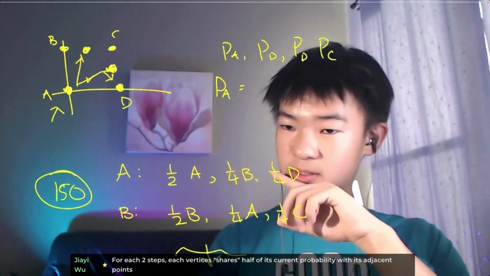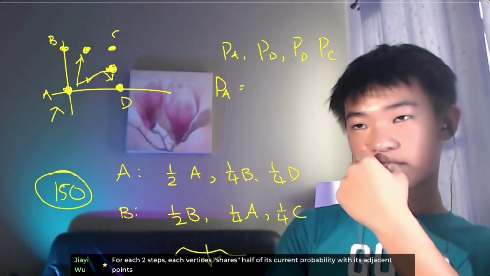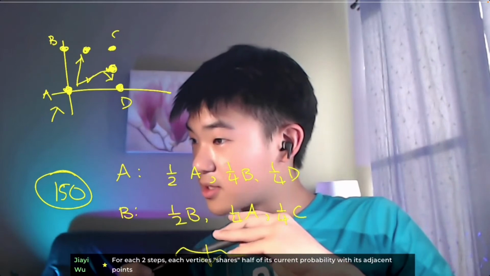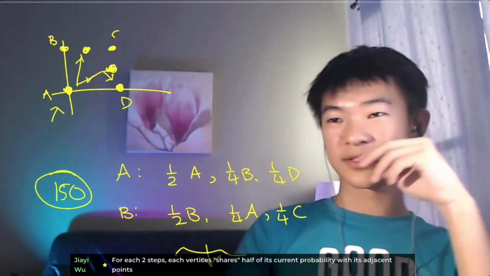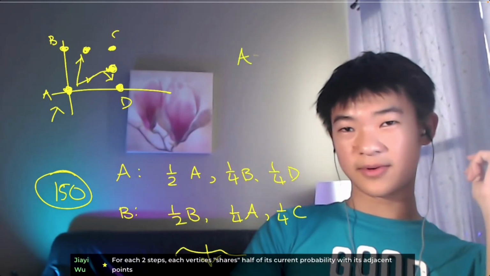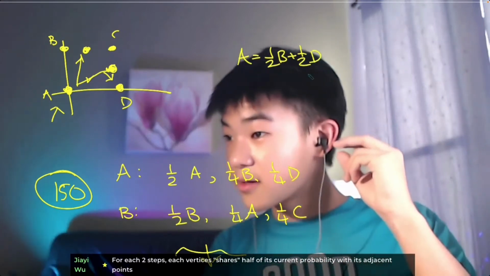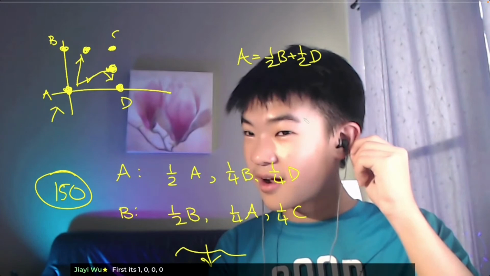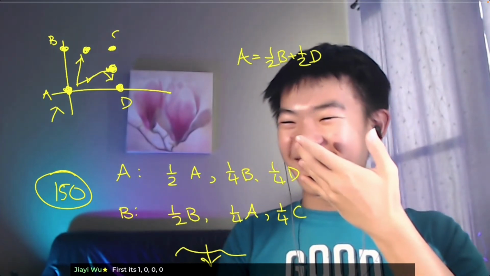Okay, so for each two steps, each vertex shares half of its current probability with its adjacent points. So technically, A would be equal to half B plus half D. First, it's 1, 0, 0, 0.